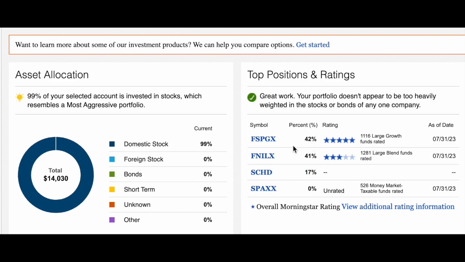Now my goal is to try to get this to about 40%, 40%, and then 20%. So we're getting there. The goal is there. And then we're going to slowly add in stocks as well. But this is just an example of what I'm using for my taxable brokerage account, and that I invest long term with a 5 to 20 year outlook.